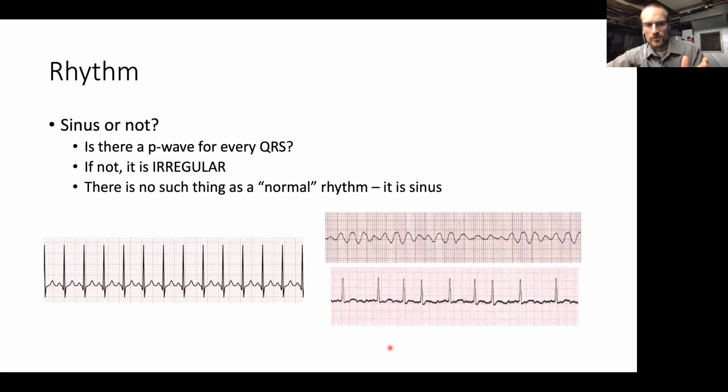And so the temptation is to jump and try and identify the rhythm. Is it VFib, AFib, torsades? Is it a heart block? Yada, yada. But most importantly, you first want to ask, is it sinus or is it not? And then if it's irregular, you can go hunting for what the irregularity is.